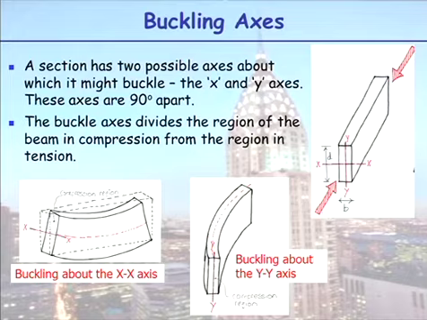So the buckle axis divides the region of the beam in compression from the region in tension. Sorry, because my mic's so low, I'm banging into things. So you can see here, if I buckle it that way, that region there is the compression region. Whereas in this picture here, I've tried to draw it for you, that region in there is the compression region. So my axis separates what's in compression from what's in tension.